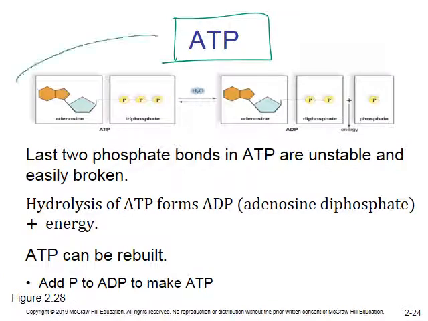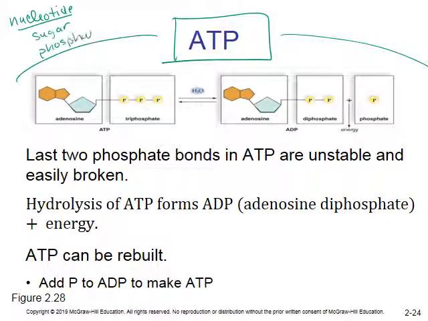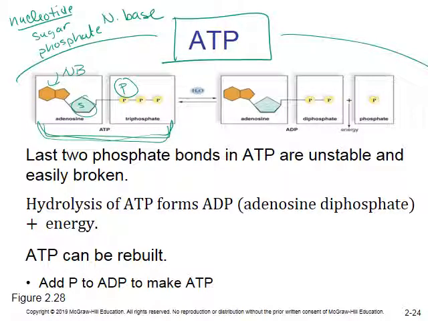ATP also falls under the umbrella of nucleic acid. Remember what a nucleotide consists of, right? A nucleotide is a sugar, a phosphate, and a nitrogenous base. So ATP is a sugar, a phosphate, and a nitrogenous base. But instead of linking them together to form a nucleic acid, it's just one. So this right here, ATP, is really a nucleotide, a sugar, a phosphate, and a base. What's interesting about ATP is that we can store energy in these phosphate bonds.